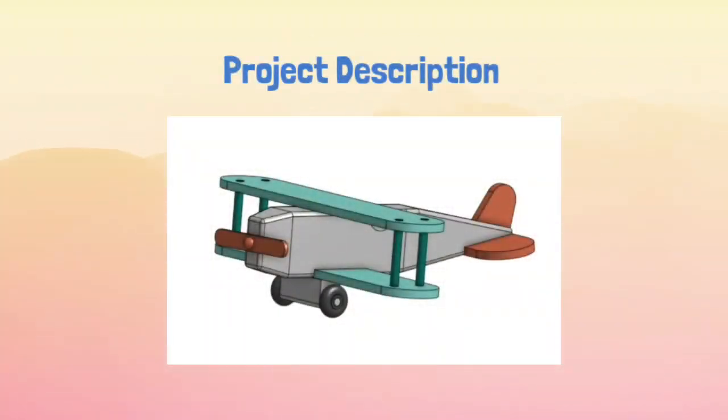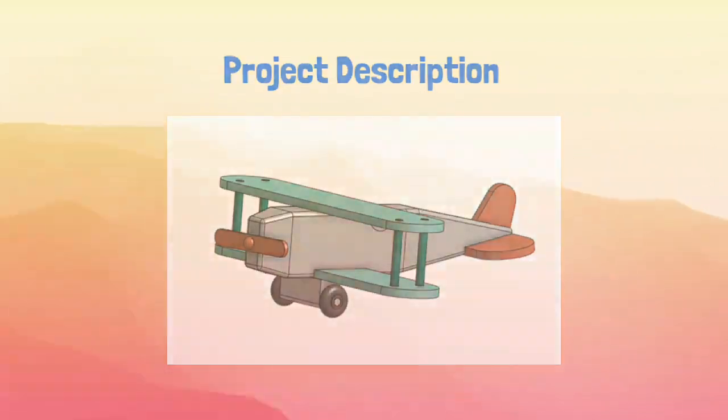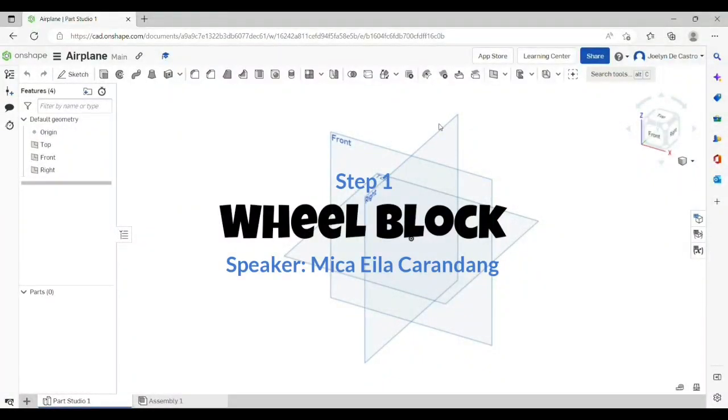With this, we are able to accomplish the prerequisite of our course, CAD/CAM with automation, which is to form 5 members, work as a group in designing any object using Onshape, and make a tutorial video out of it. The design that we would like to discuss is an airplane. In this video, we're going to first create the wheel block part.